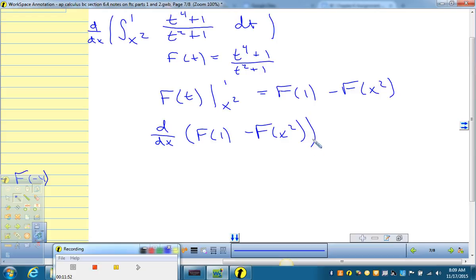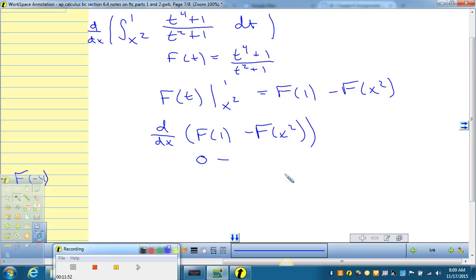So what I'm doing now is going to be helpful for that lab that you're working on. This idea of writing it as f of t to make it easier to see what is happening. All right. So when I take the derivative of capital F of 1, what do I get? Now we're good at that. It's 0. And now when I take the derivative of negative capital F of x squared, what do I get?